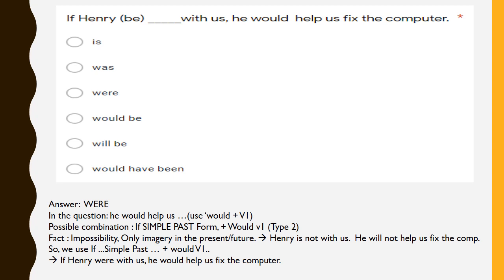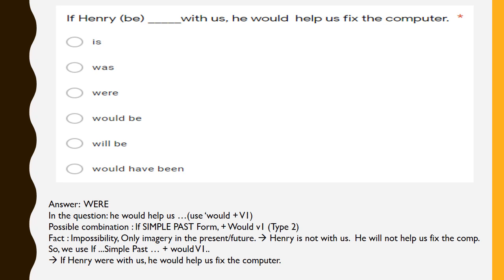Question: If Henry be with us, he would help us fix the computer. Answer: Where? In the question, it uses "would" plus verb 1. So the possible combination is if simple past form combined with would verb 1, or type 2, because the fact is an impossibility. It's only imagery in the present or future.